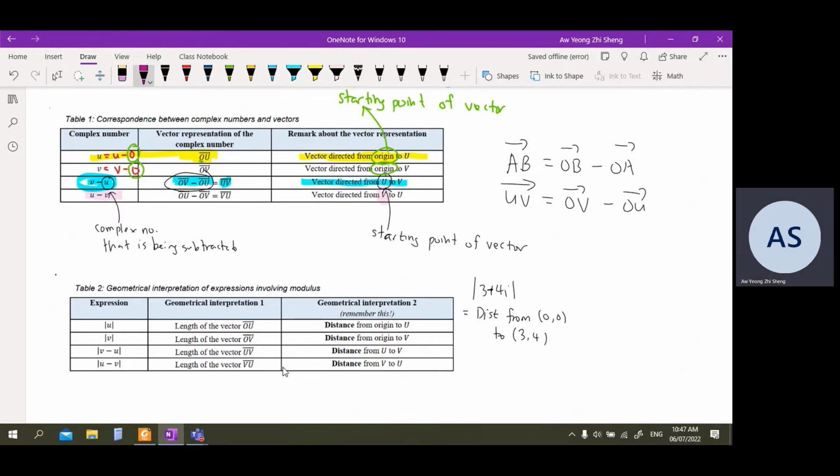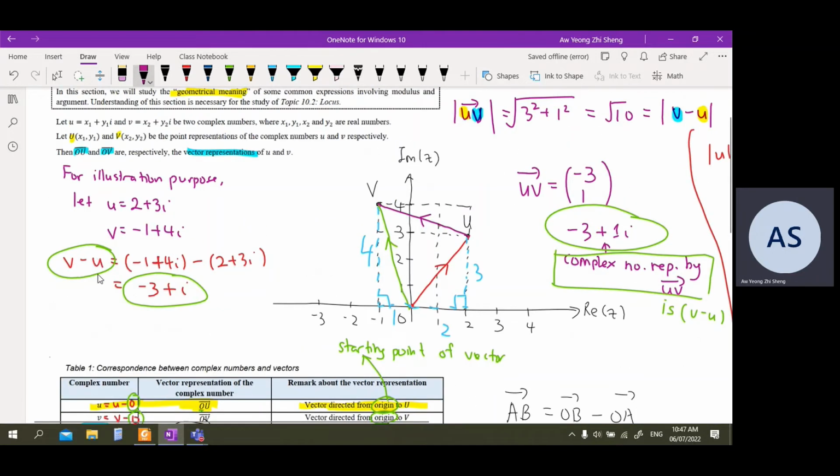Just to convince you that our geometrical interpretation of modulus v minus u is actually correct, I will calculate the modulus of v minus u using the traditional calculation that is on the left of your screen. V minus u, earlier we have computed it to be minus 3 plus i. Therefore, modulus of v minus u is just modulus of minus 3 plus i. Then if you use the formula to calculate modulus, which is the square root of x squared plus y squared, you again get square root of 10. So the square root of 10 that we obtained just now at the top right corner of your screen by referring to the Argand diagram is actually correct.